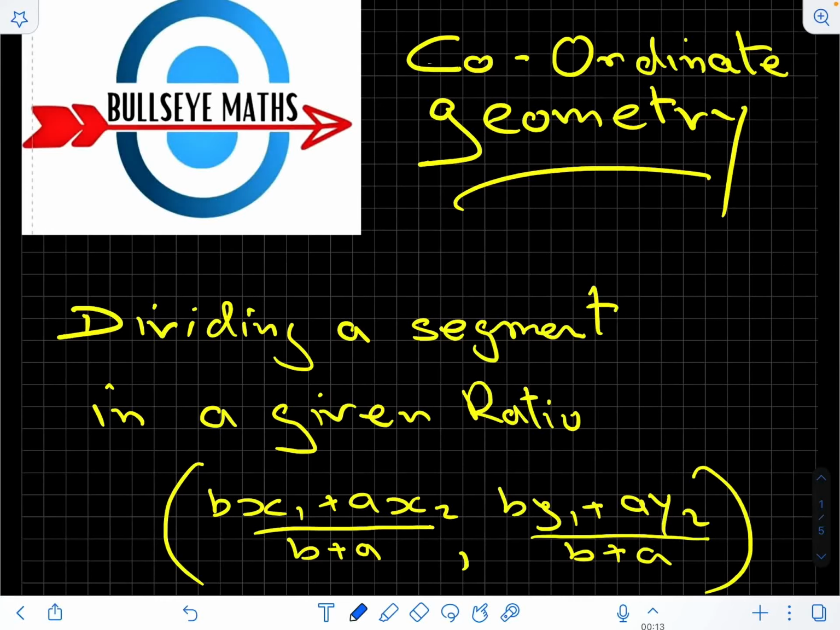Hi everybody, today we're going to go through the lesson regarding dividing a segment in a given ratio. This is the formula which is on page 18 in the logbook, and we're going to start.